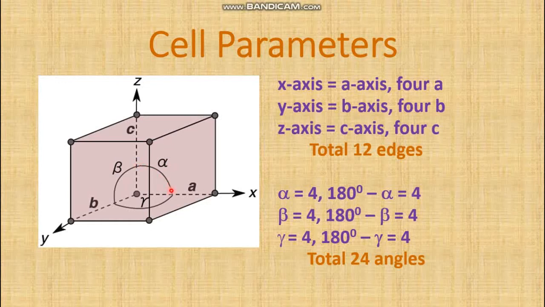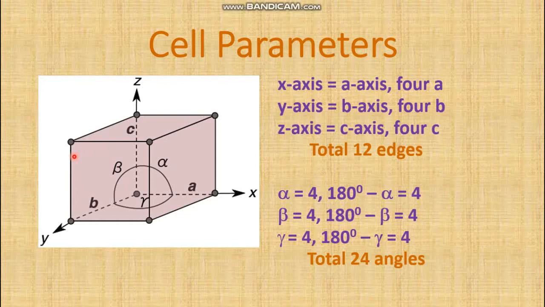So this angle is alpha, then its opposite angle is equal, so this is also alpha, and its adjacent angle, this angle is 180 minus alpha, and this adjacent angle is also 180 minus alpha. Similarly, this angle is alpha, this angle is alpha, this angle is 180 minus alpha, and finally this angle is 180 minus alpha. Okay, so we have already got 8 angles. Similarly, the other 8 plus 8, that is overall 24 angles, can also be described by beta and gamma respectively. So these are the cell parameters.